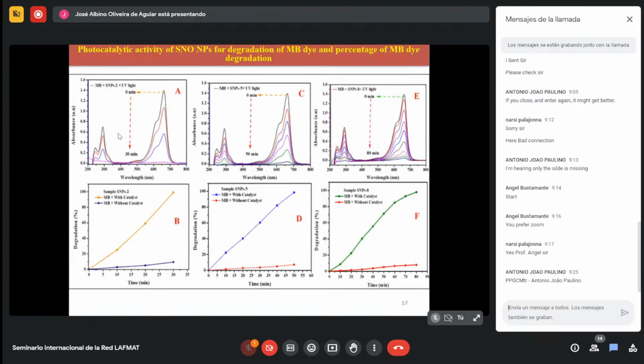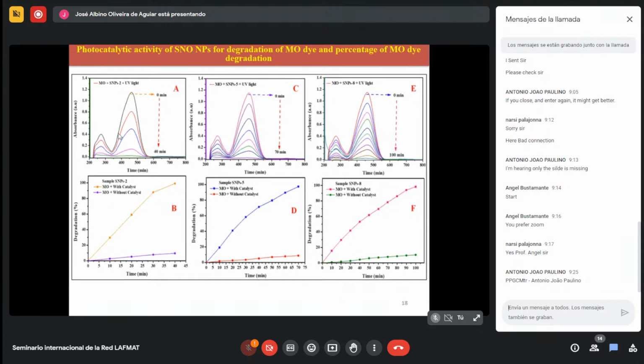Photocatalysis analysis. With the synthesized material, we did the photocatalytic application for the removal of dye. Here we are using a multi-lamp photoreactor for the photocatalytic degradation, using UV radiation for the degradation of methylene blue.